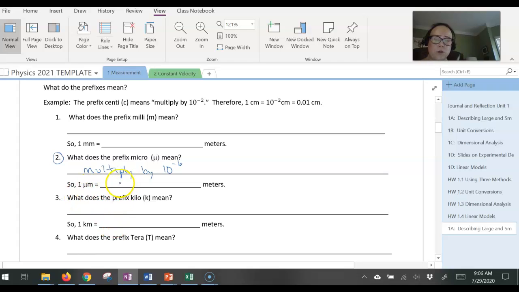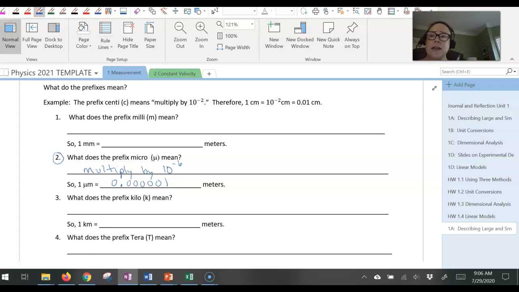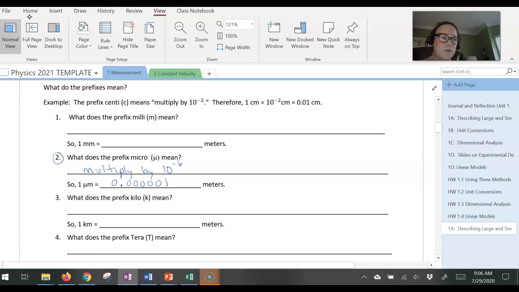So 1 micrometer is 0.00001 meters. It's 1/1,000,000th of a meter. Another way of looking at that, if you want to take the reciprocal of that, is to say that it takes 10 to the 6th micrometers to equal 1 meter. So a micrometer is very small. It's 1/1,000,000th, just the smallest fraction of a meter. So it takes a lot of micrometers to equal 1 meter.